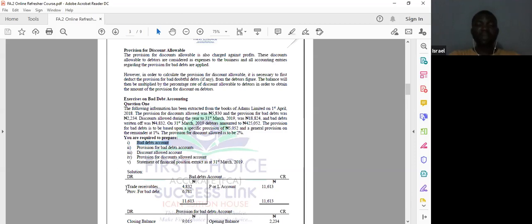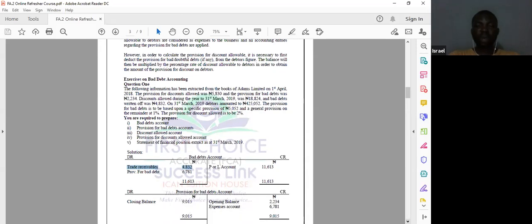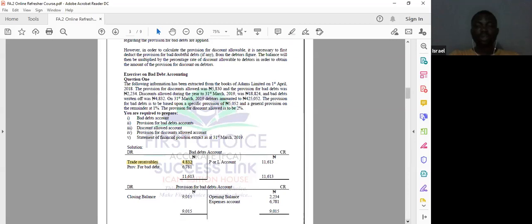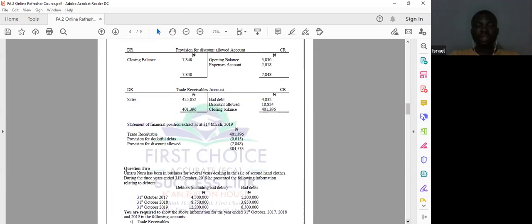So we have it debited there, and credited to receivables, with the amount of 4,832. So after that, let's tick this so that we know we have addressed that. Then after that, we now go to trade receivables. Do we have trade receivables here? We have it here, with this amount here, which is coming from the bad debt.